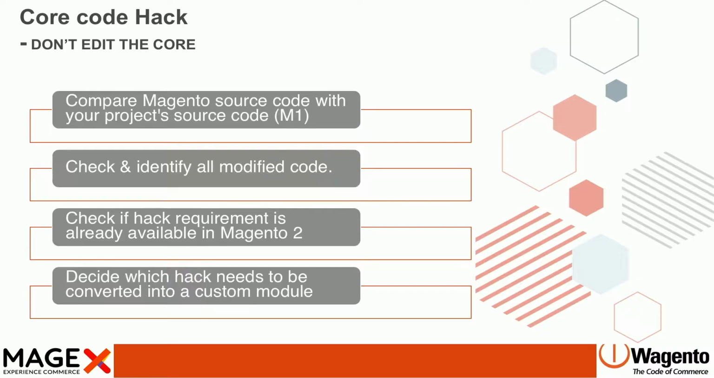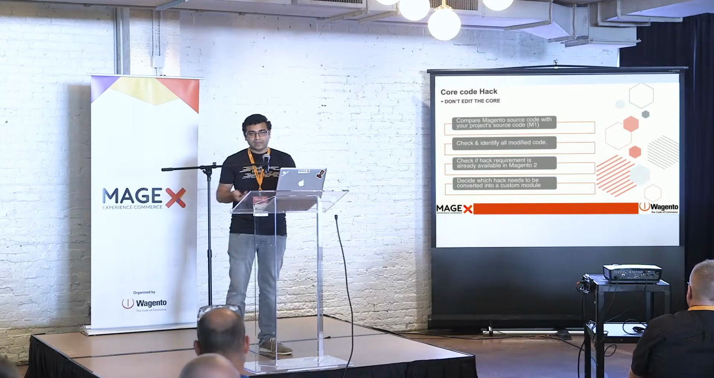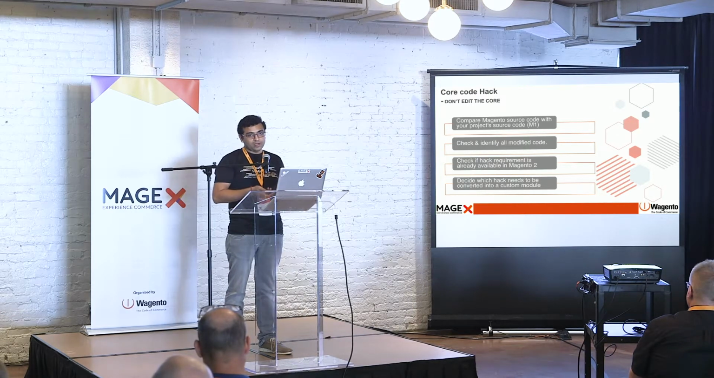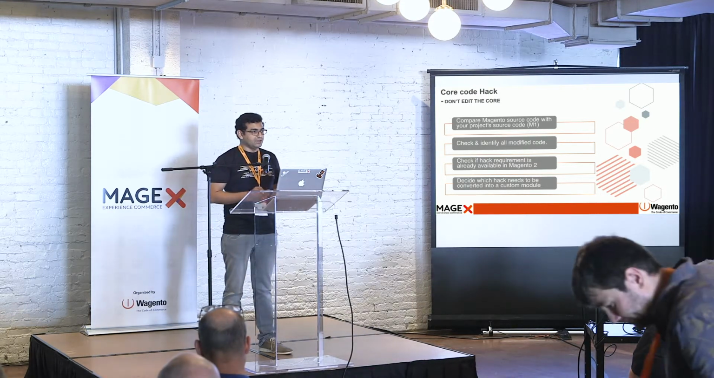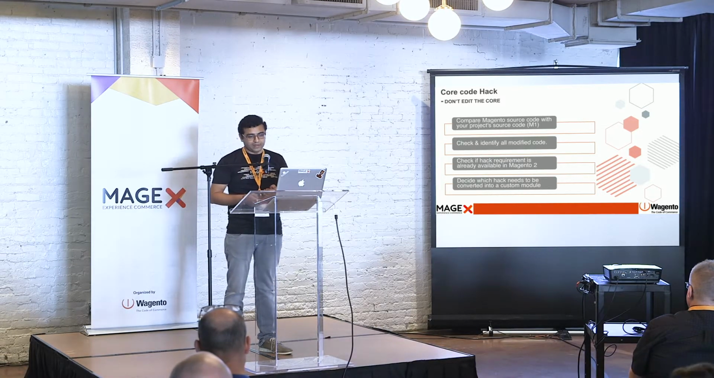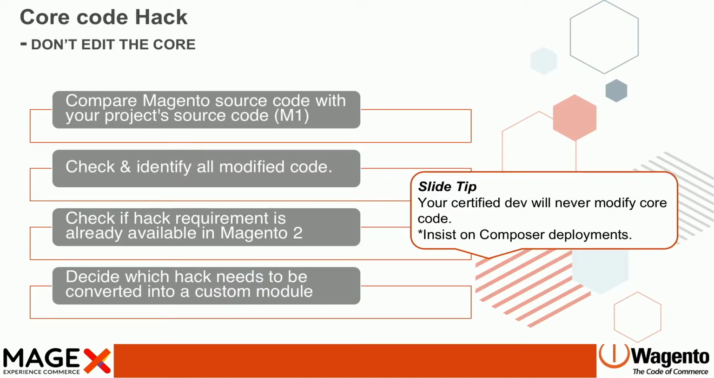After identifying, list out all these modified files and check whether the functionality they changed in Magento 1 is already achieved in Magento 2. If yes, then this is good. You do not need to edit anything or find an extension for that. If that feature is not available in Magento 2, then you can find an extension or do a custom build instead of editing the core code file. And the tip is to always have a certified developer and insist on composer-based deployment. In that case, they will not edit your core files.